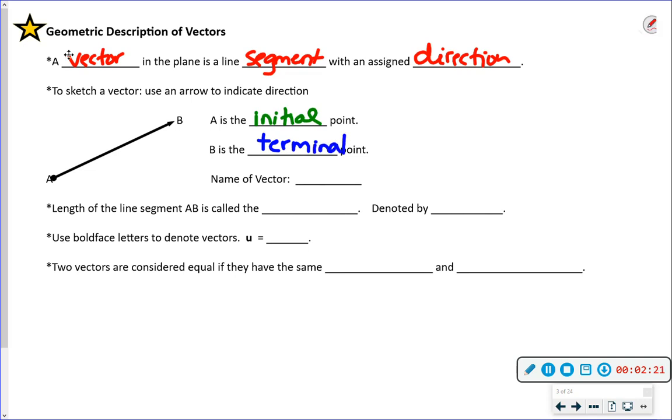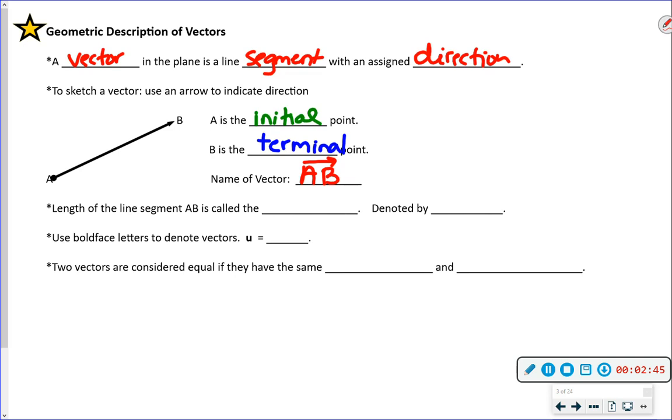And to name a vector, the order is important. Vector AB is different than vector BA. You can't just interchange them. You have to start at the initial point and go to the terminal point and then use a little vector symbol above it. That is not the same as vector BA. They are not interchangeable, just for the record.